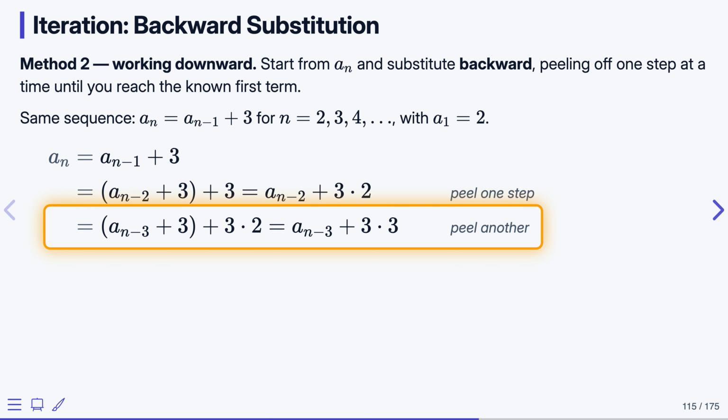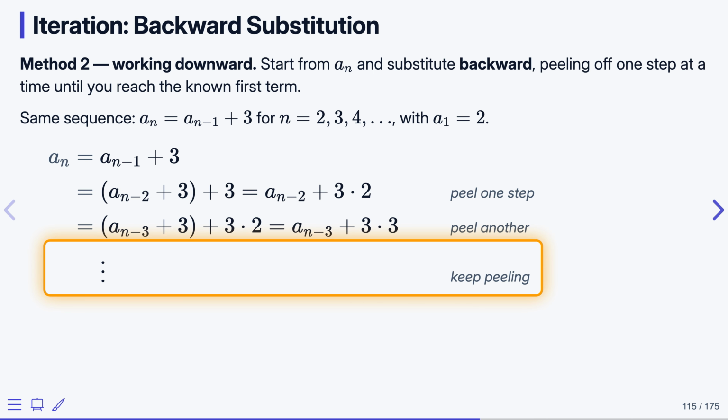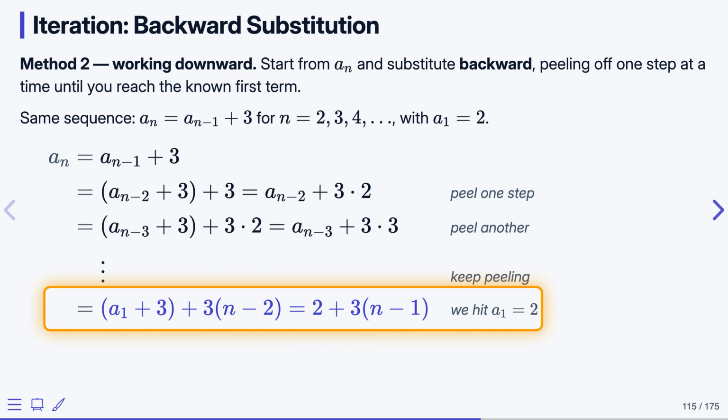Step 2. Repeat. A sub n equals a sub n minus 3 plus 3 times 3. Again, we keep the pattern visible instead of adding. Keep peeling one step at a time. After enough steps, we reach a sub 1. Substituting a sub 1 equals 2 gives 2 plus 3 times n minus 1. That is exactly the same closed formula as before. Forward and backward substitution are two roads to the same answer.